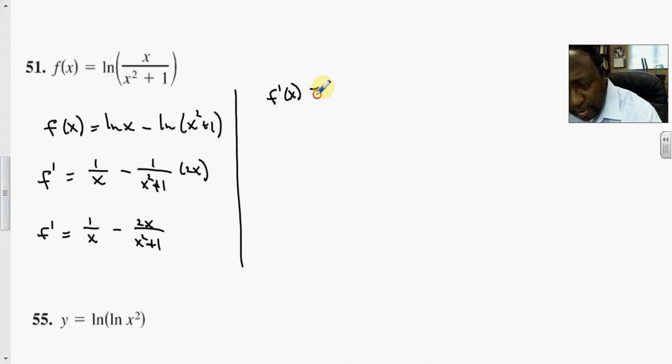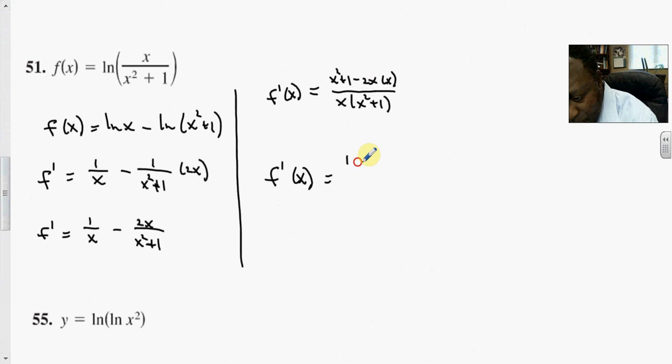So f prime of x, our least common denominator, is x times x squared plus 1. So we multiply this 1 by x squared plus 1. And this is minus 2x, and that's this 2x times this x. So f prime of x is x squared minus 2x squared, then plus 1. Just put the 1 there. This is minus x squared all over x times x squared plus 1.